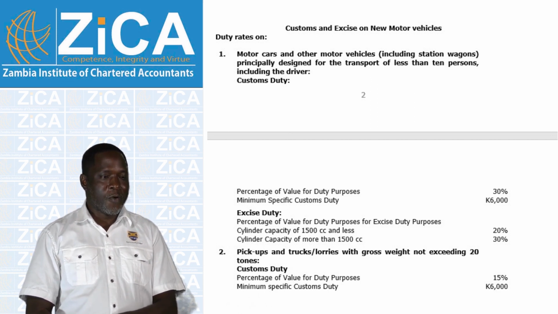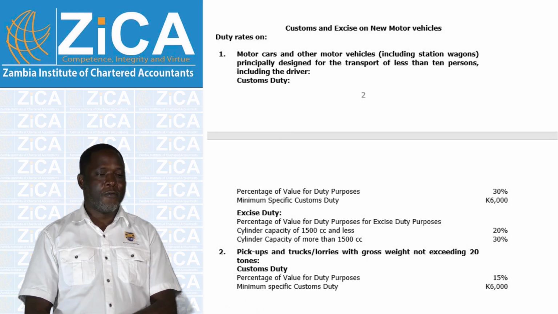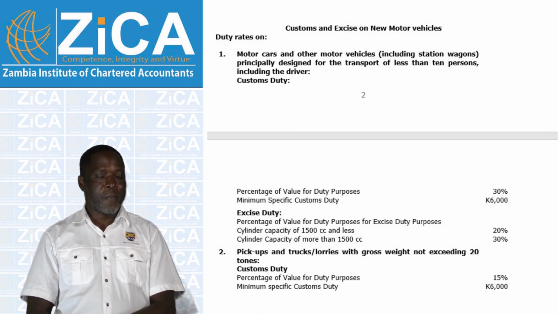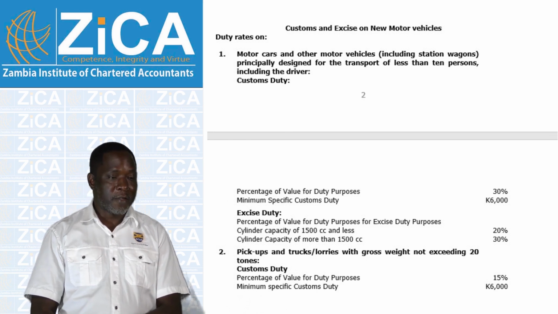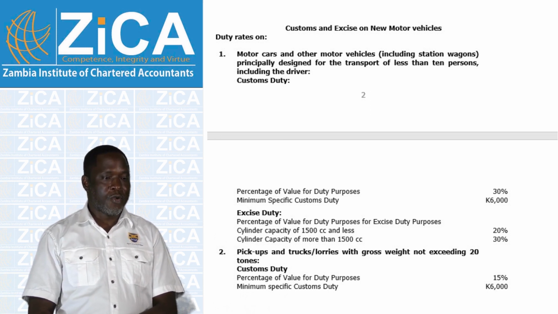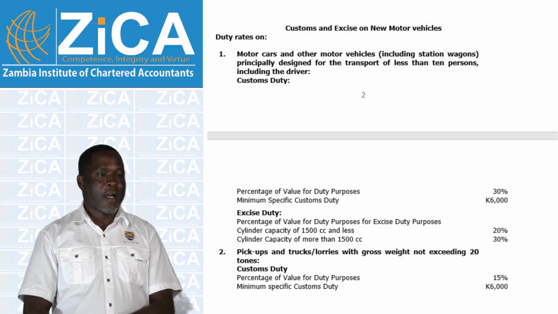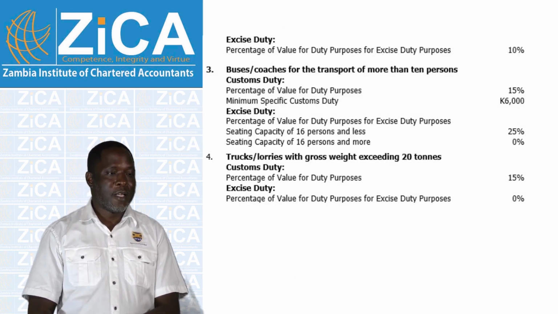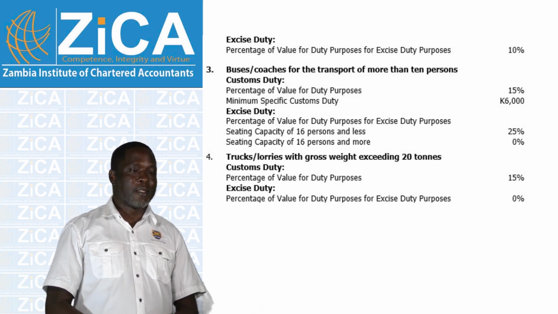For brand new motor vehicles, the rate at which customs and excise duty arises depends on the type of vehicle which has been imported. And for this purpose, brand new motor vehicles are classified into 4 groups, as you can see there. The first category are the motor cars and other motor vehicles, including station wagons, principally designed for the transport of less than 10 persons. The second category covers pickup trucks, lorries, with a gross weight not exceeding 20 tons. Third category covers bus coaches for the transport of more than 10 persons. Then you have the final category, which covers trucks, lorries with gross weight exceeding 20 tons.